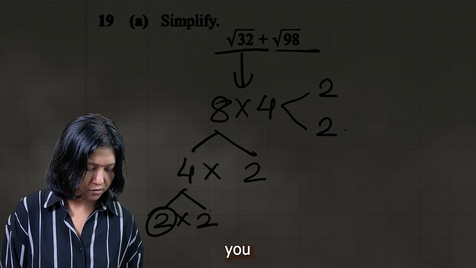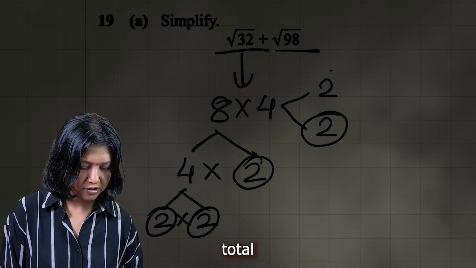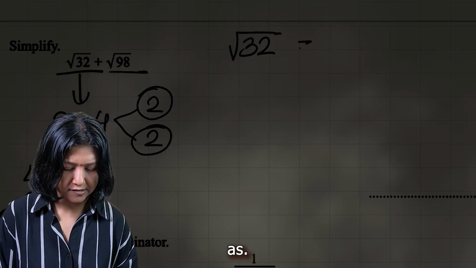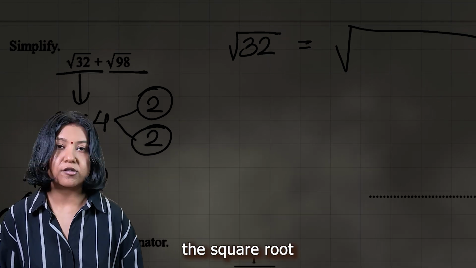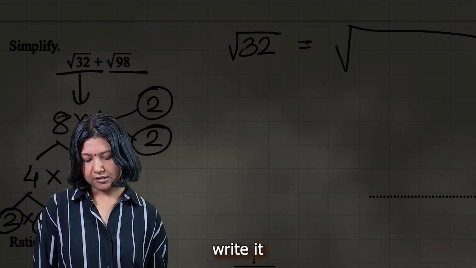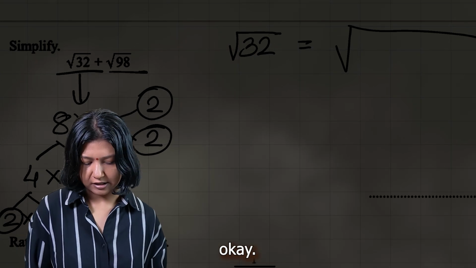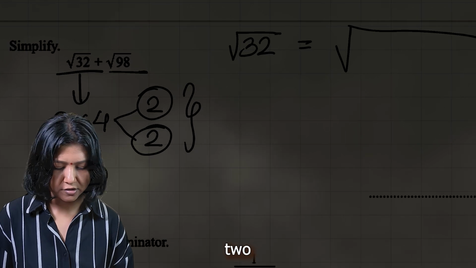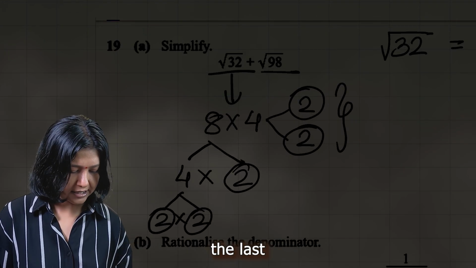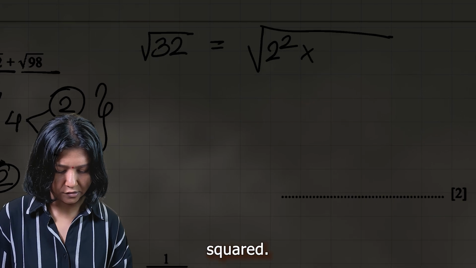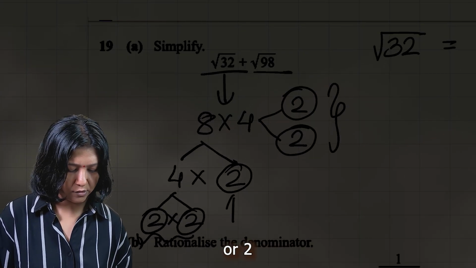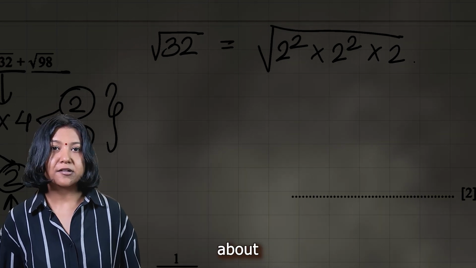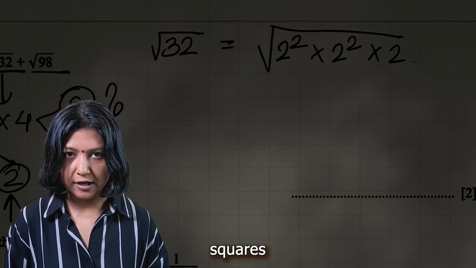So if you look, how many 2's did you get? A total of 5 2's. So I can write square root of 32 as, when you're writing inside a square root, you want to write it in the form of squares. Because I got 5 2's, I'm going to write the first two 2's as 2 squared, the last two 2's as another 2 squared, and I see that there is one more 2 remaining, a lone 2 as well.